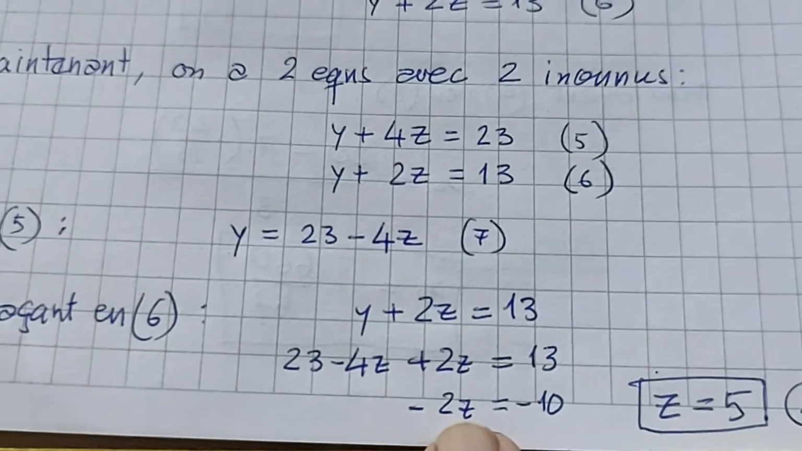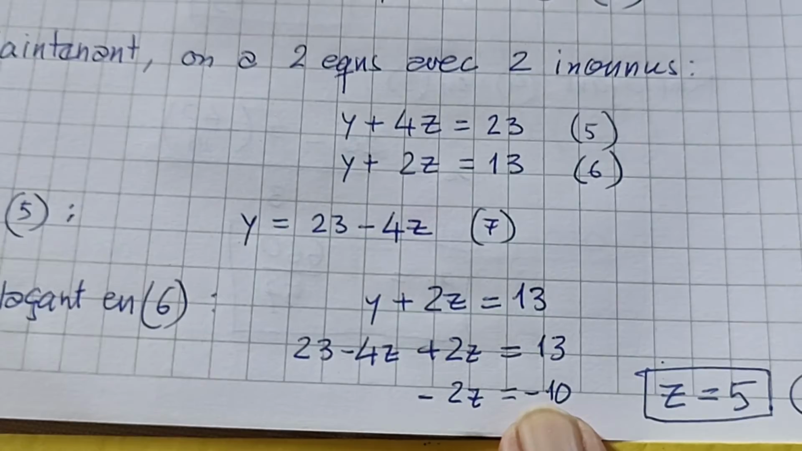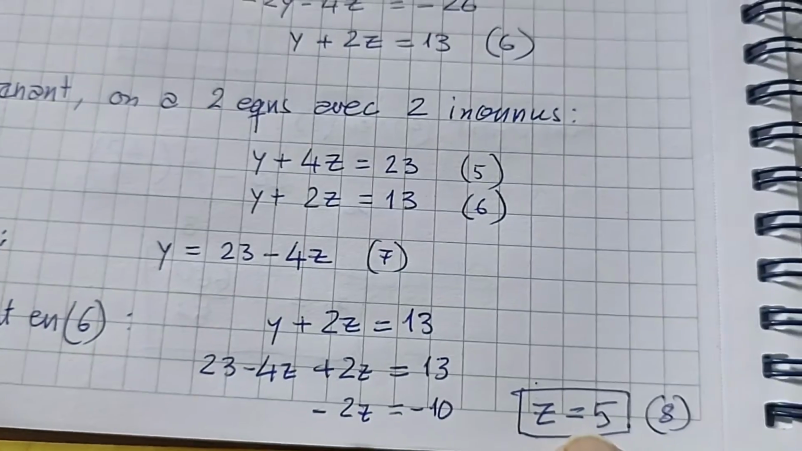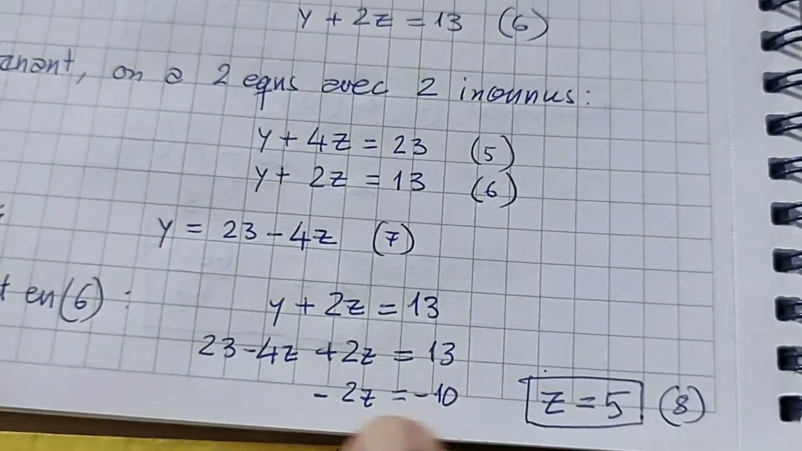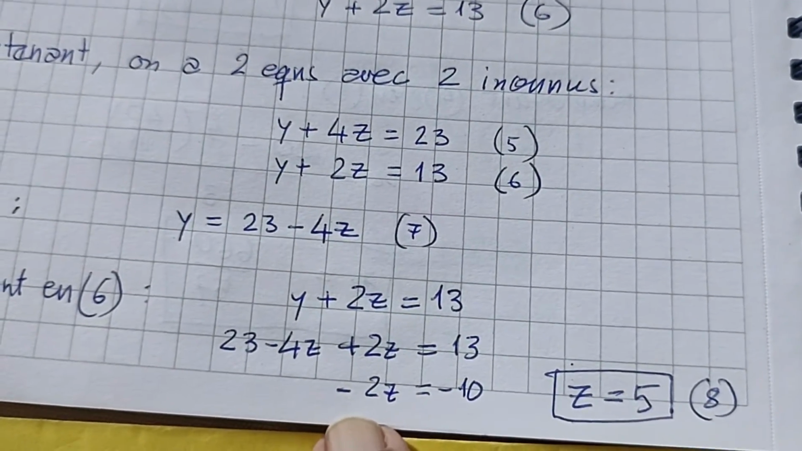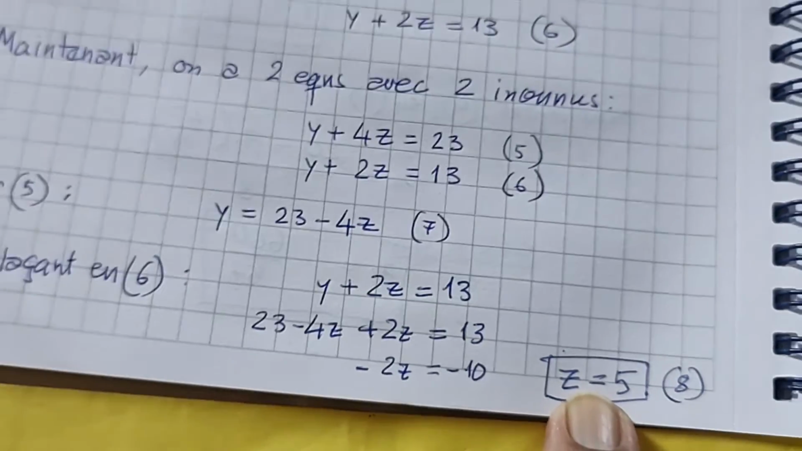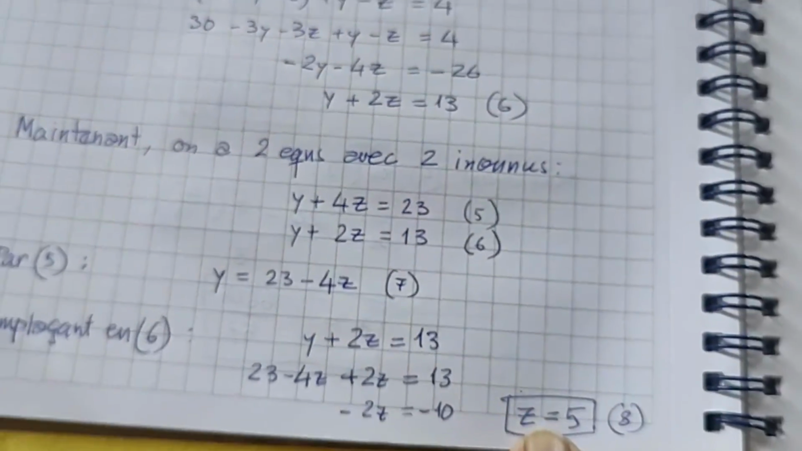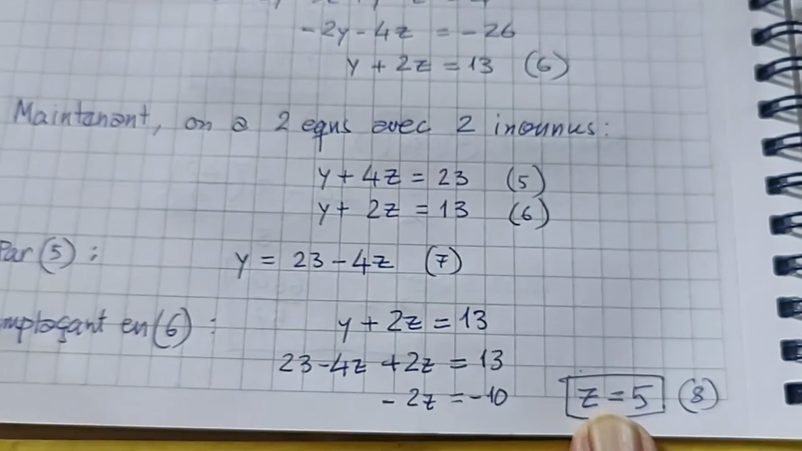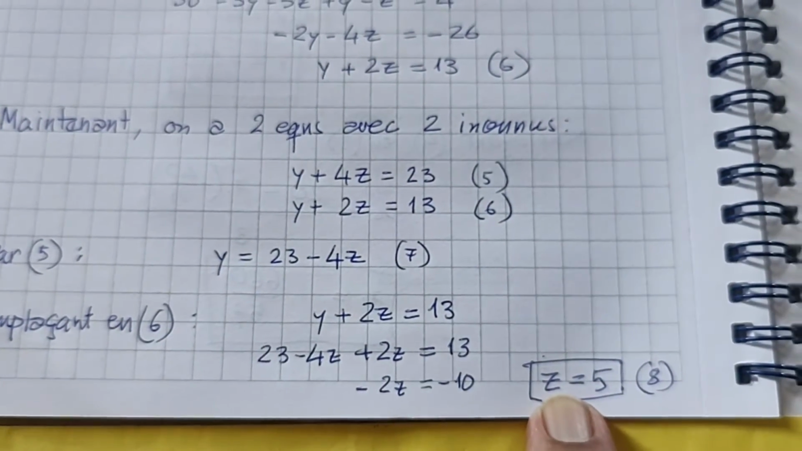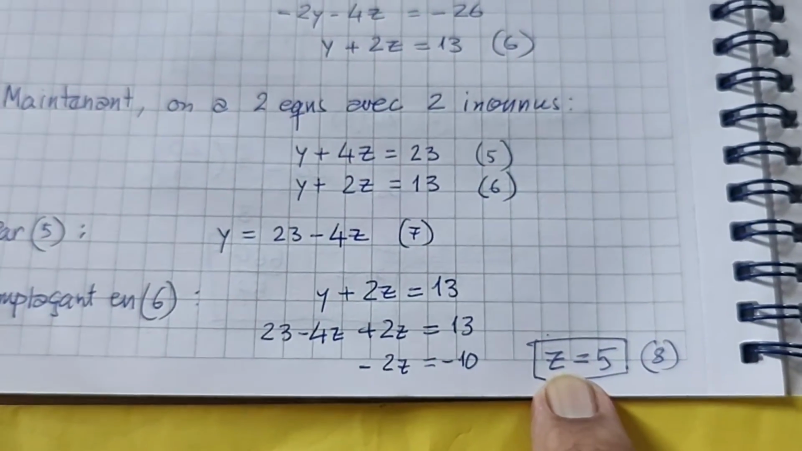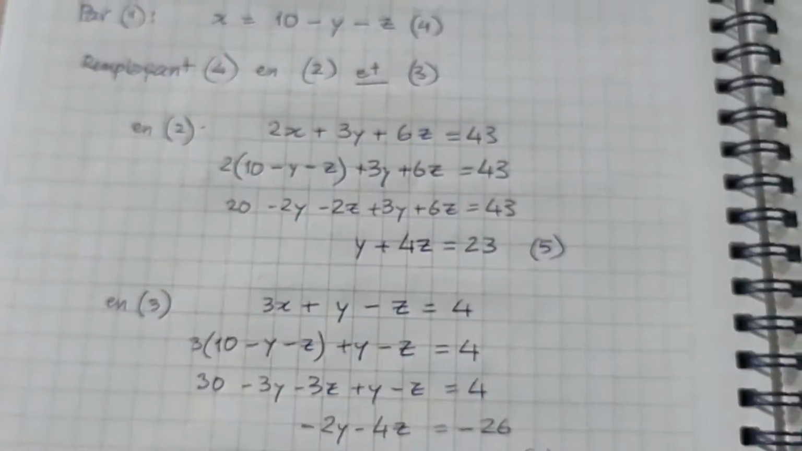When you do this, you get moins 2z est égal à moins 10, donc z est égal à 5. I write it on the side because I run out of page, otherwise I should be writing it below. So now I have found the value of one of the 3 unknowns, that is, z is equal to 5.